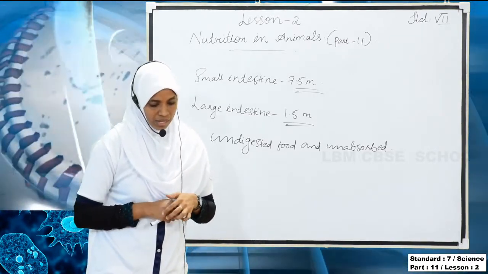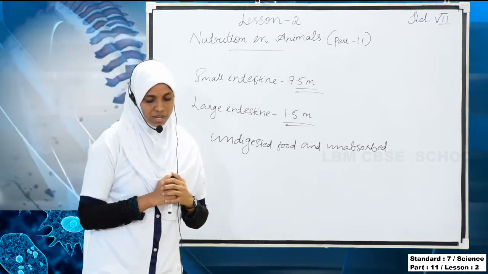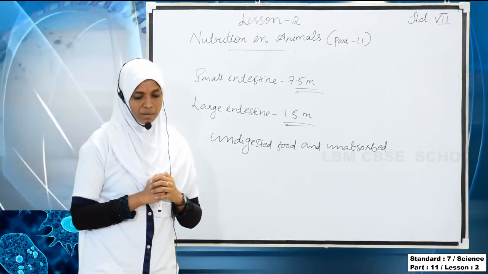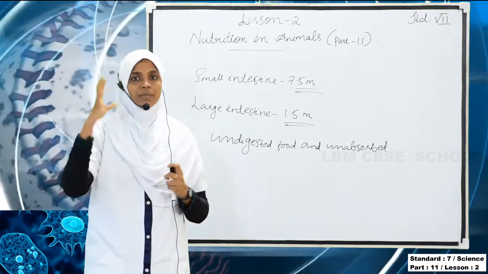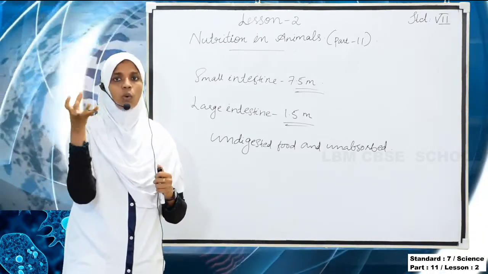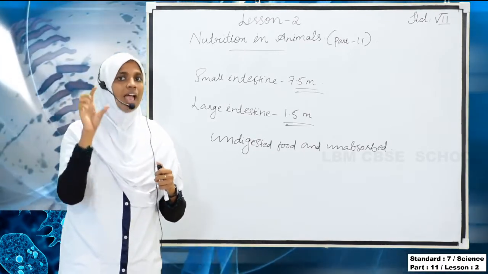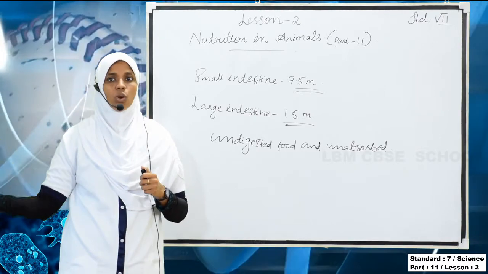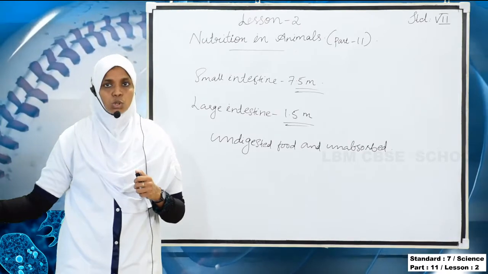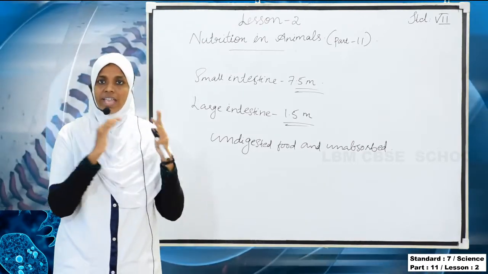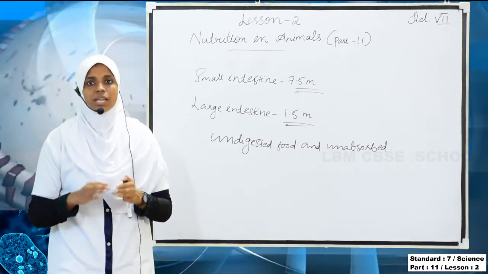Then the remaining waste passes through the rectum and remains as semi-solid feces. The fecal matter is removed through the anus from time to time. This is called egestion. The digestion is almost completed in the small intestine, and the unabsorbed and undigested food goes to the large intestine. The waste is expelled out through the rectum and anus.